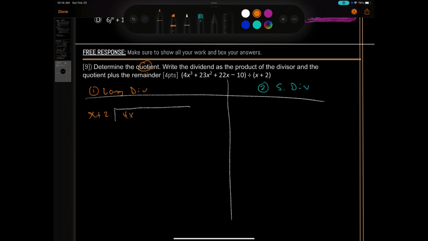Excuse me. 4x to the third plus 23x squared plus 22x minus 10. If you look at your formula sheet, the first thing we need to do is division. And what I'm dividing here is x goes into 4x to the third.